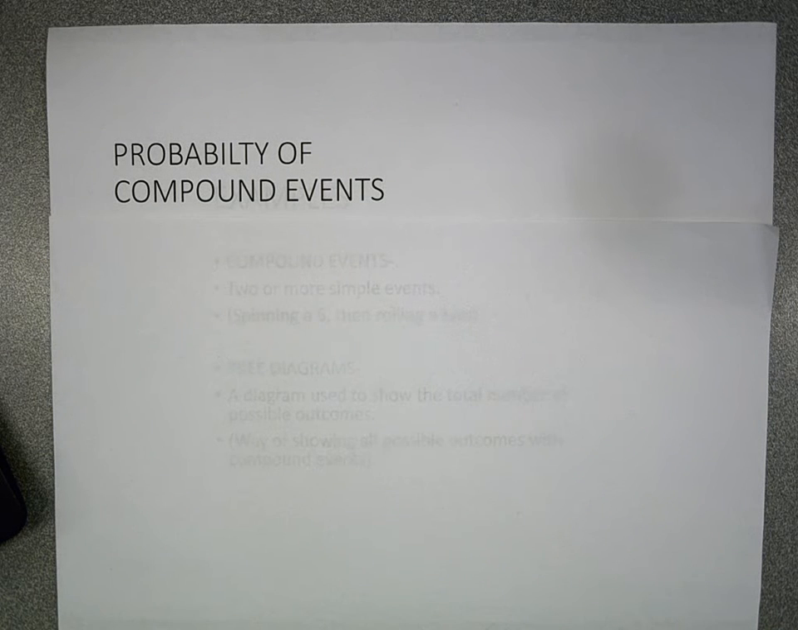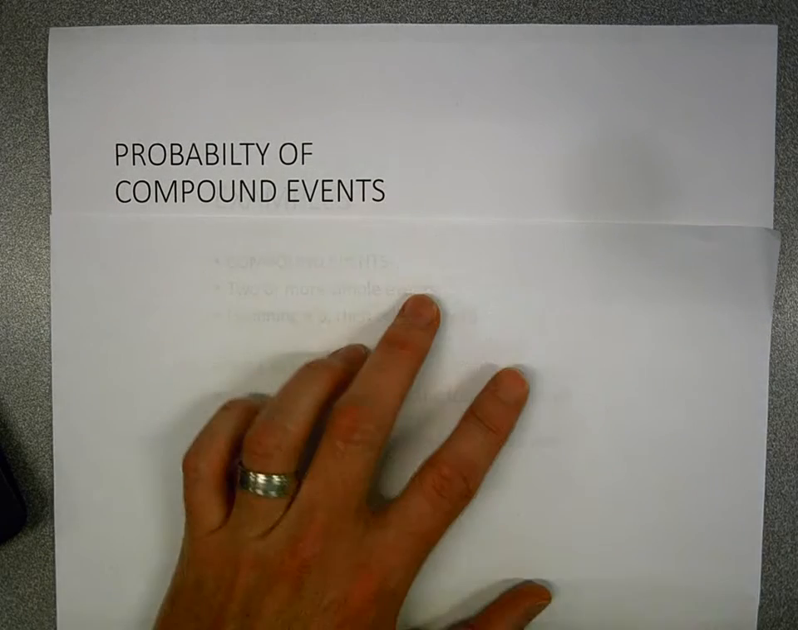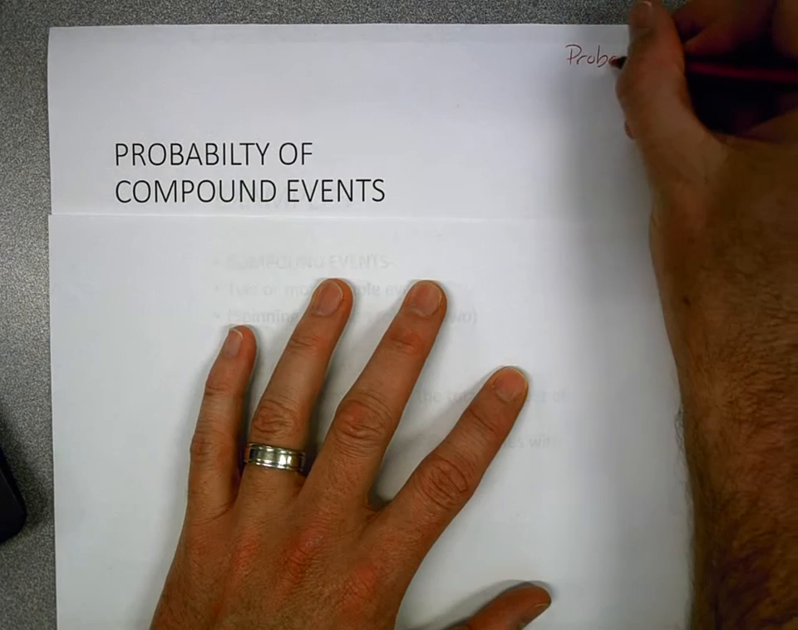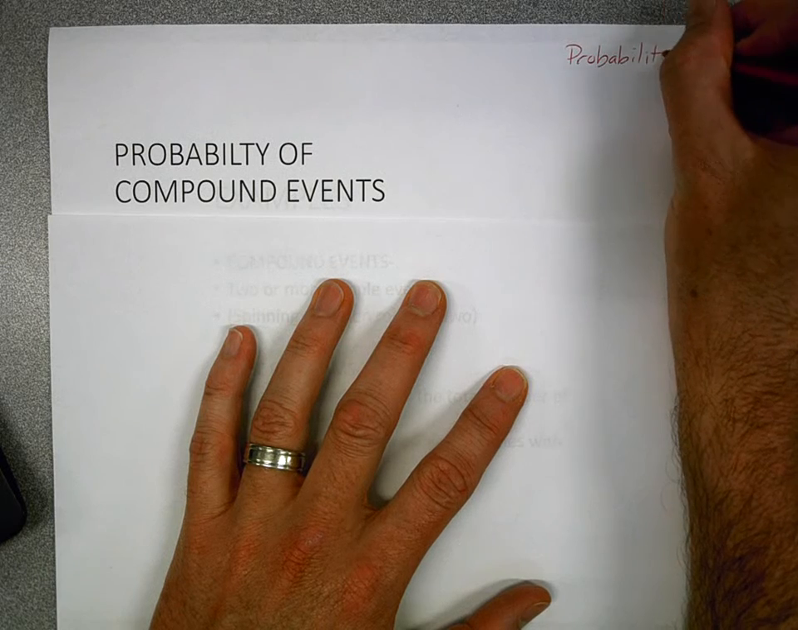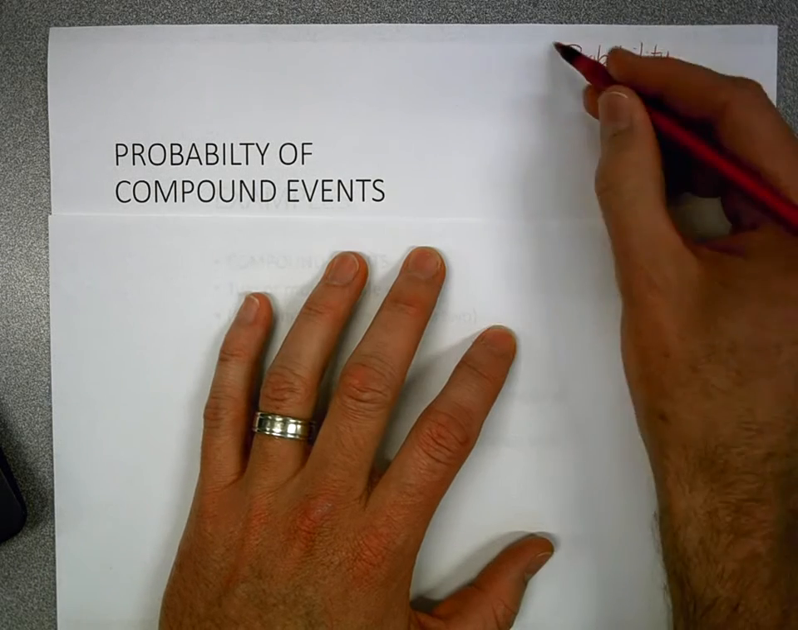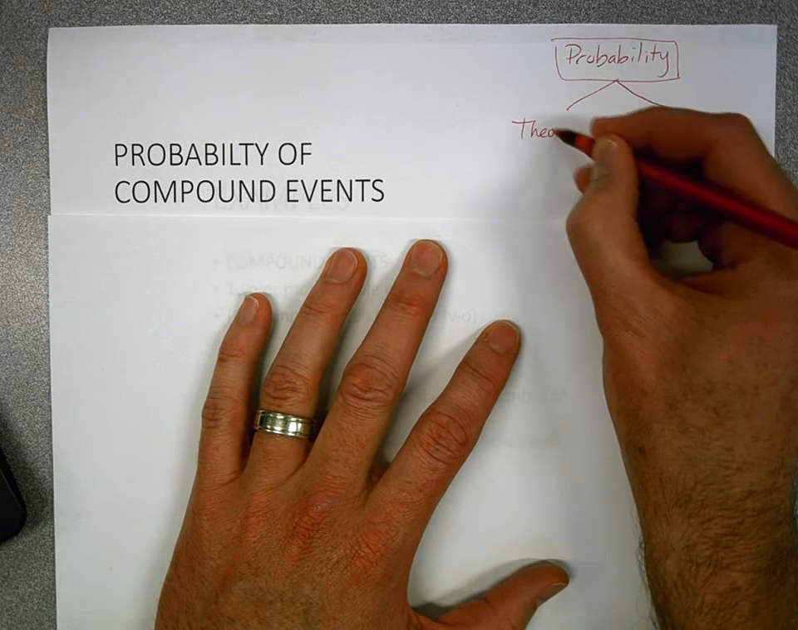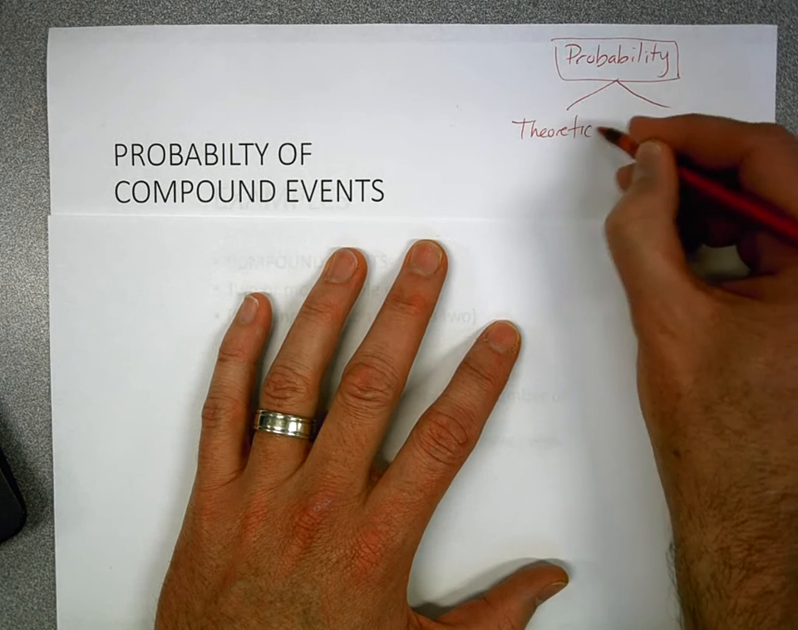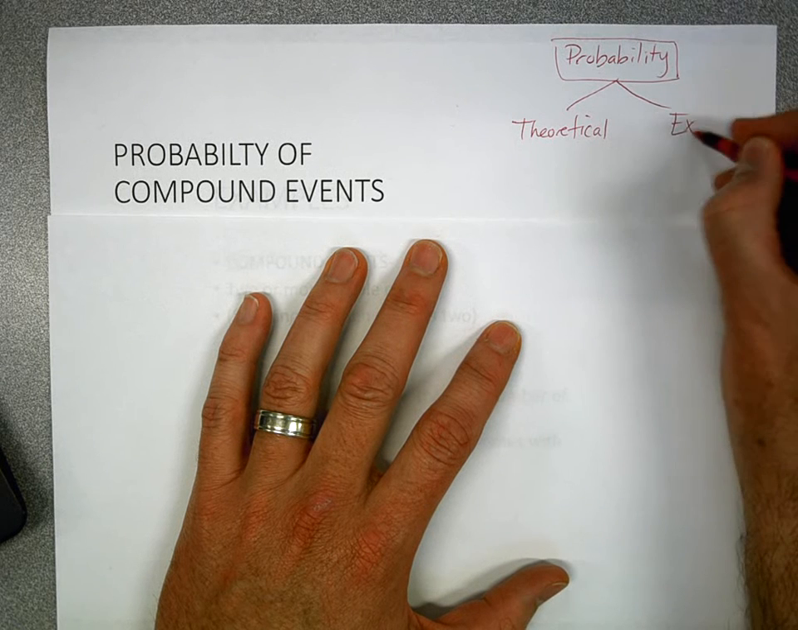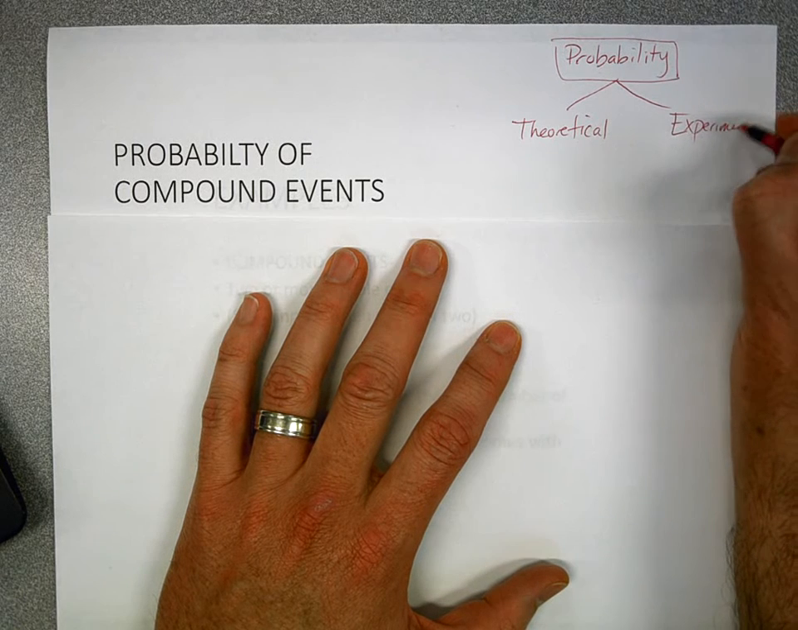All right, so what we're going to do is get a little more realistic, and we are going to talk about probability of compound events. Just to review what we talked about, if probability was a heading, remember we talked about theoretical probability and experimental probability.